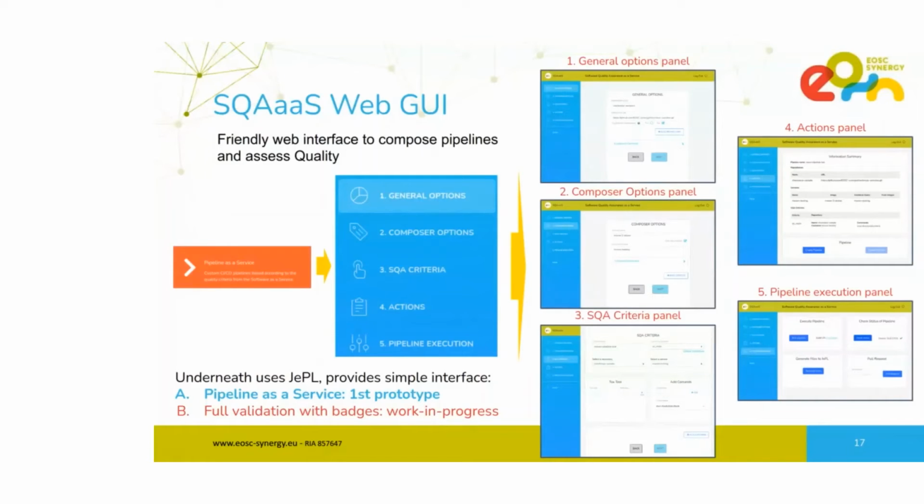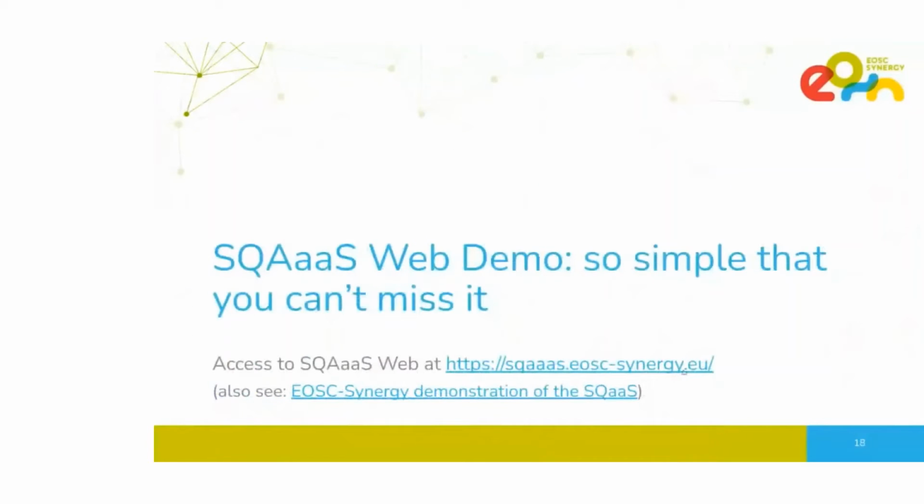So that's the pipeline as a service, and the second is the validation with badges. But that's currently work in progress, and I will say a few words more a bit later. Now, if everything goes right, we can go to the platform.